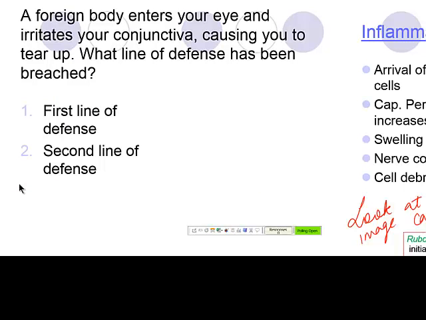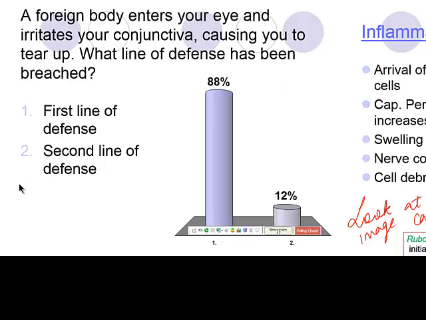Let's see if you got a question like this. A foreign body enters your eye and irritates your conjunctiva, causing you to tear up. Which line of defense has been breached? Excellent. Yes, first line of defense, because your conjunctiva is a mucous membrane, right? And so that's the first line of defense, producing tears which flush that out. This is why you can never forget A&P 1. You're in A&P 2, but you really need to remember some of those things.